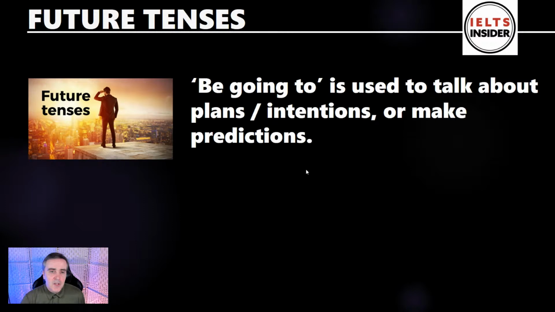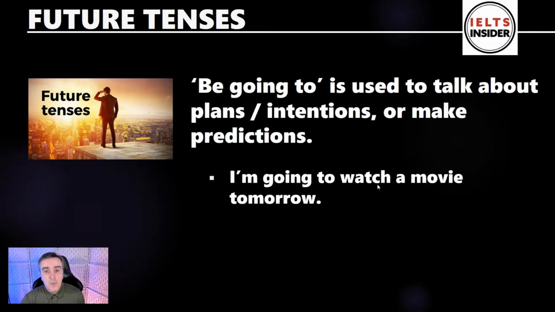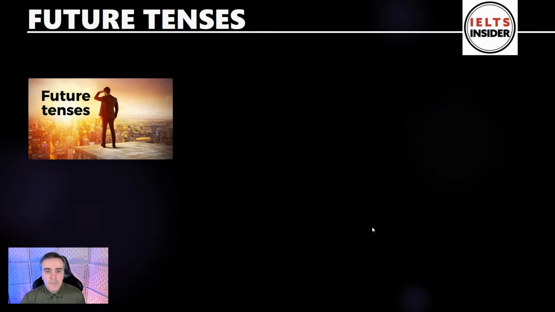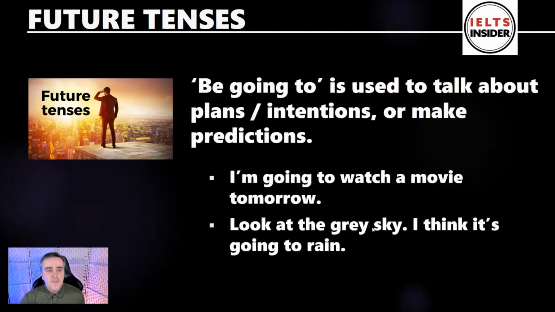So, again, we got some examples. I'm going to watch a movie tomorrow. So here's a plan. And we're using the be verb, I am going to plus a verb. So I'm going to watch a movie tomorrow. Look at the gray sky. I think it's going to rain. So I'm making a prediction based on the evidence here. So those are the kind of four common grammar structures we will use to talk about the future.